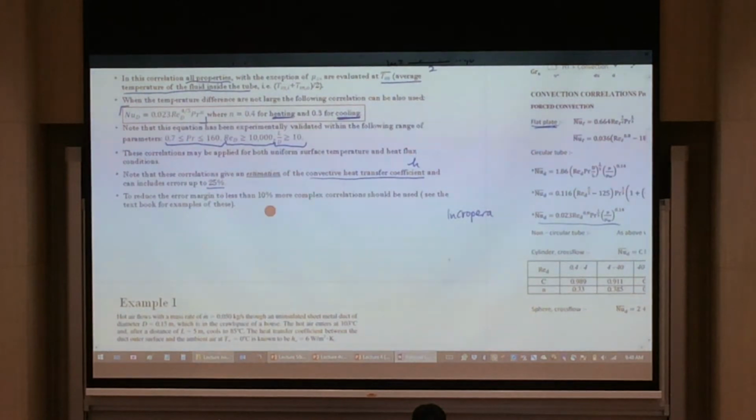So in order to reduce that to less than 10% error, more complicated correlations should be used. And in this case, you could read up the textbook, for example. So I'm including one section that you could look at. If you have the Holman textbook, you could look at section 6-2, some of your empirical relationships for a pipe system.